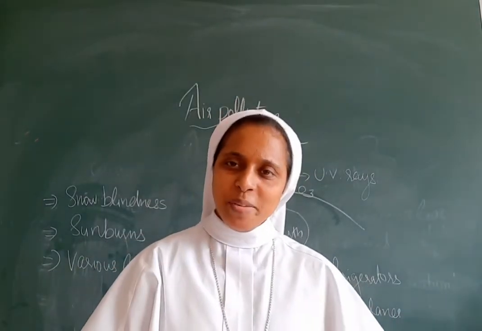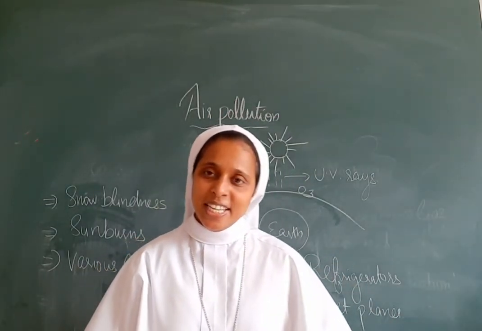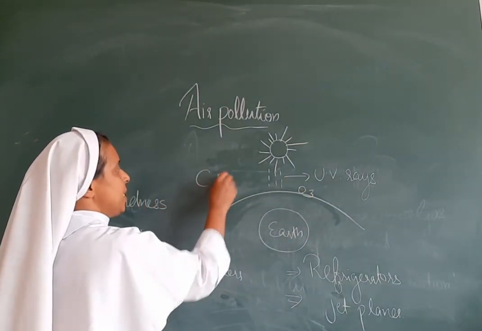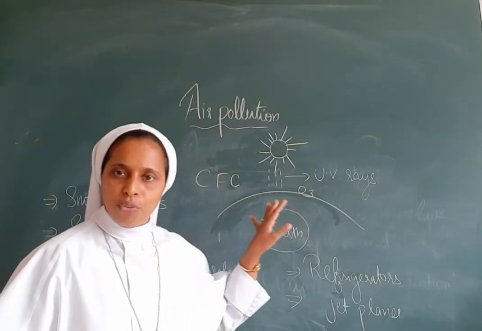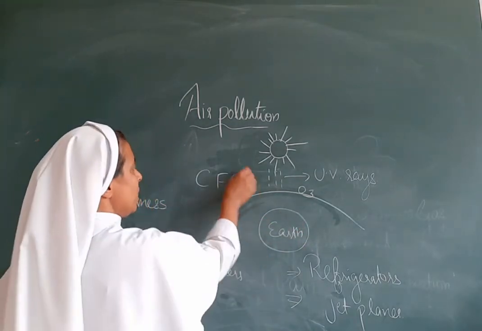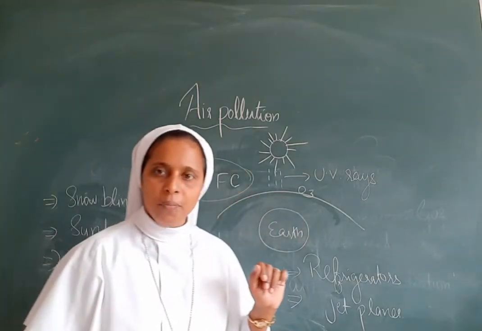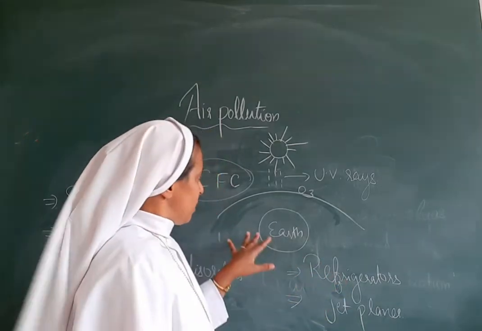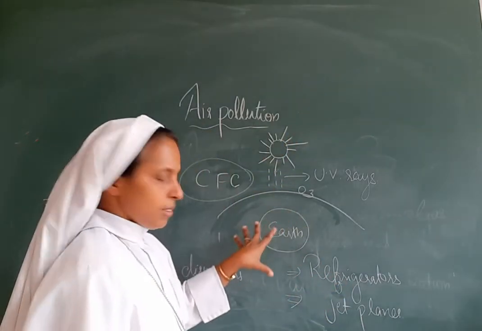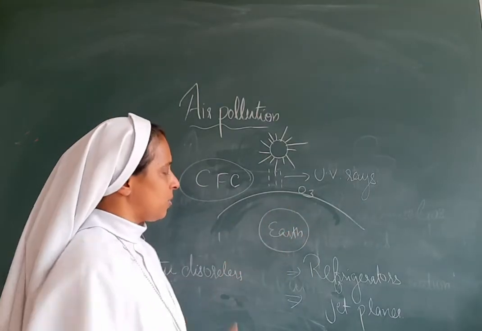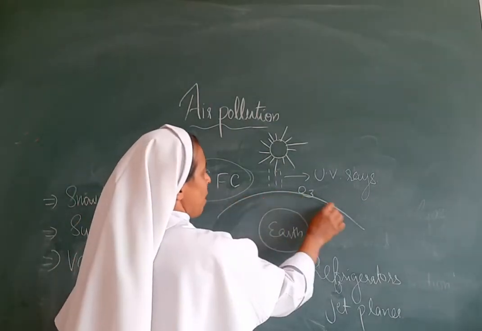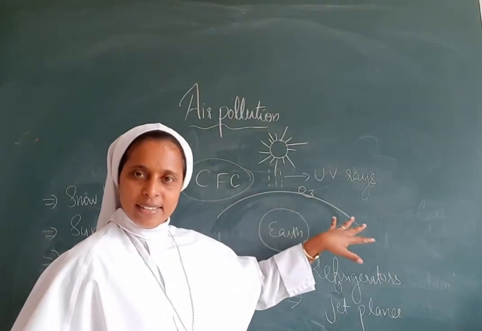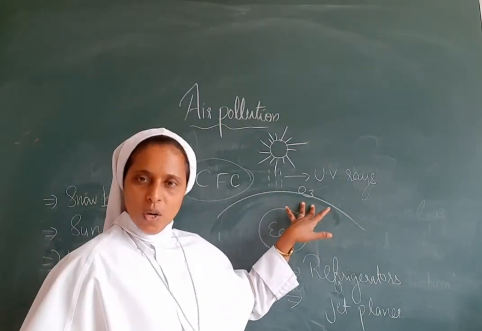Now let us discuss CFC. What is CFC? It is chlorofluorocarbon. What is this chlorofluorocarbon doing here? See here, this is the Earth. On the upper surface of the Earth, there is a blanket, a protective layer termed O3, which is known as ozone.